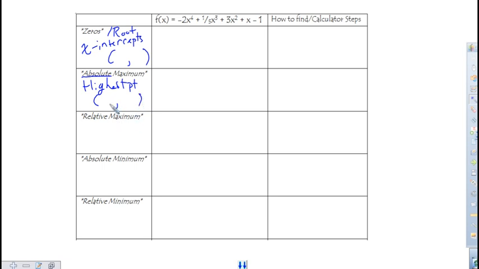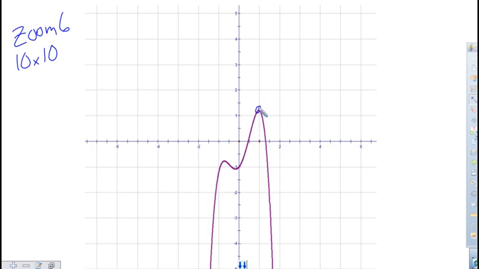The only way that it would be more than one point here is if the y value for these two were the same. Then they would both be the absolute maximum. But if you have something like our graph here, the only absolute maximum that we have is this one. And there might not be any. Your answer for absolute maximum might be none. There's also 2 zeros.